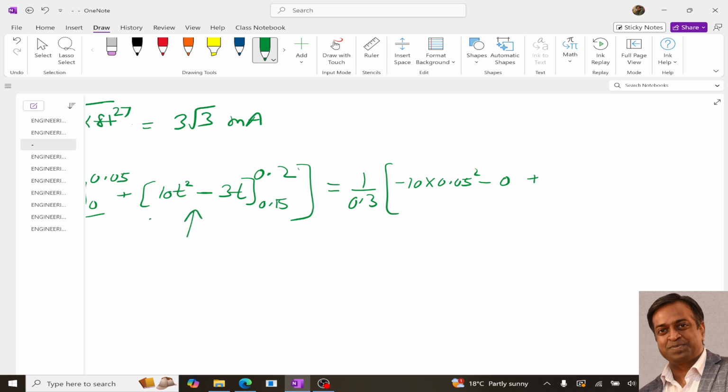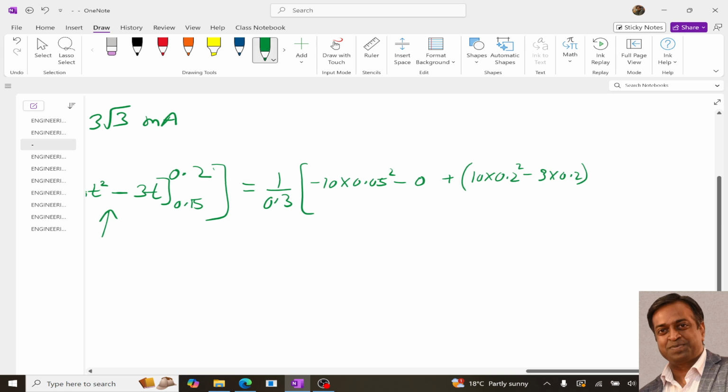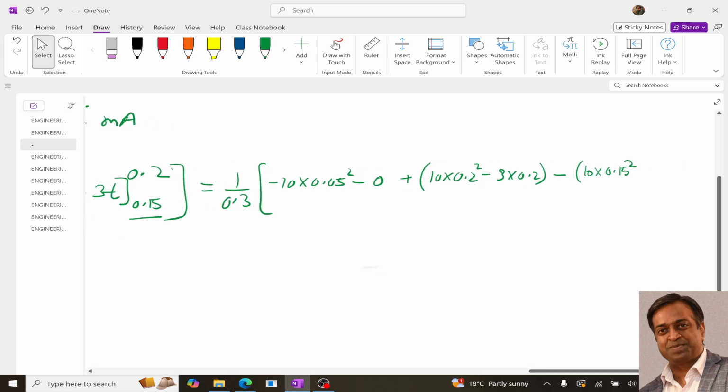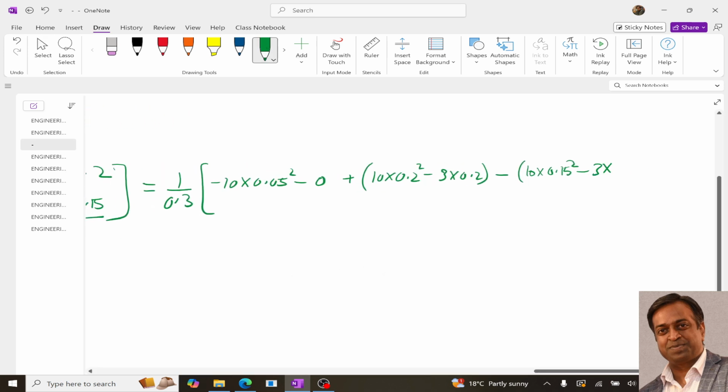substituting 0.2 in this, so we get 10 into 0.2 square minus 3 into 0.2, minus, now substituting this 0.15, so we get 10 into 0.15 square minus 3 into 0.15, right? So it is this.